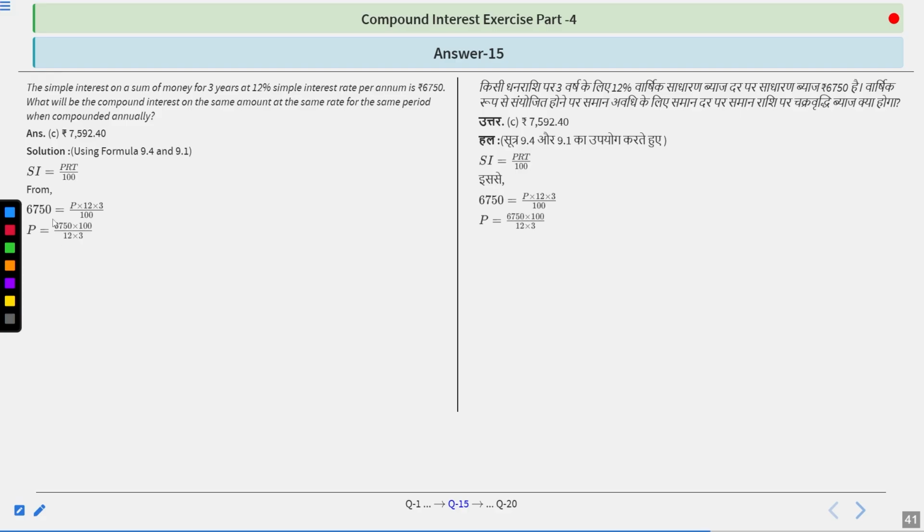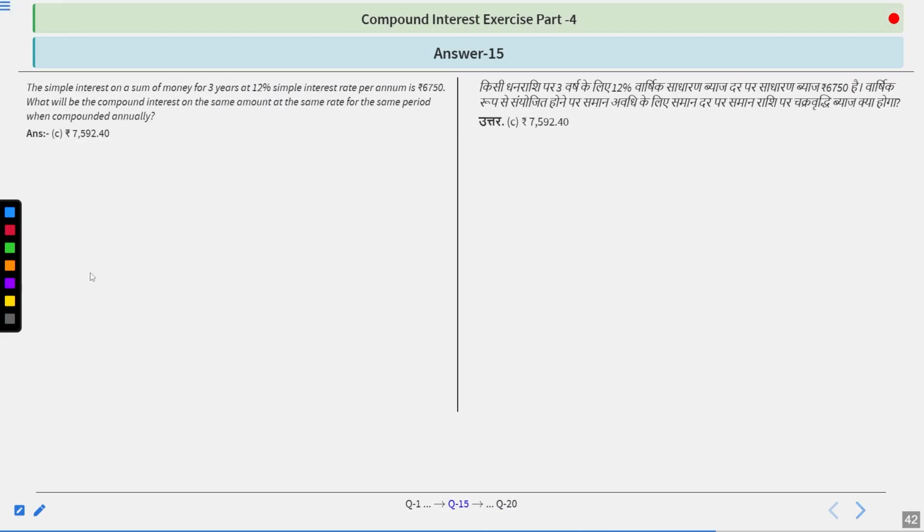So P is going to be equal to 6,750 into 100 upon 12 into 3. So after calculation, the value of P has become 18,750. Now, compound interest is P into 1 plus R upon 100 whole power n. P we have found, that is 18,750. 1 plus rate is same, that is 12. So 12 upon 100 whole power. N is time period. It is also same, that is 3.